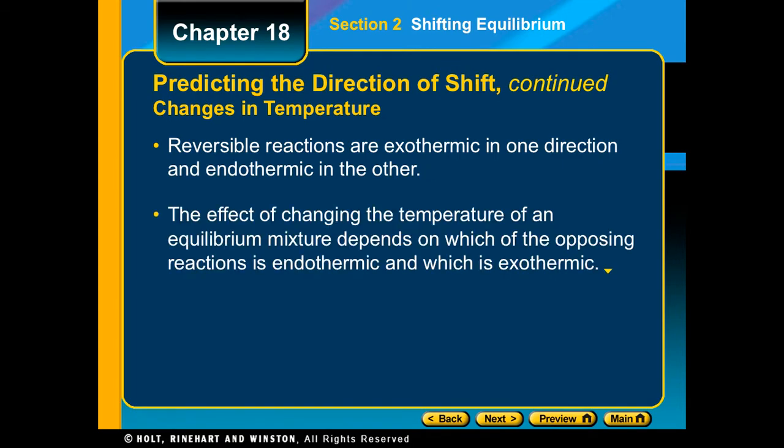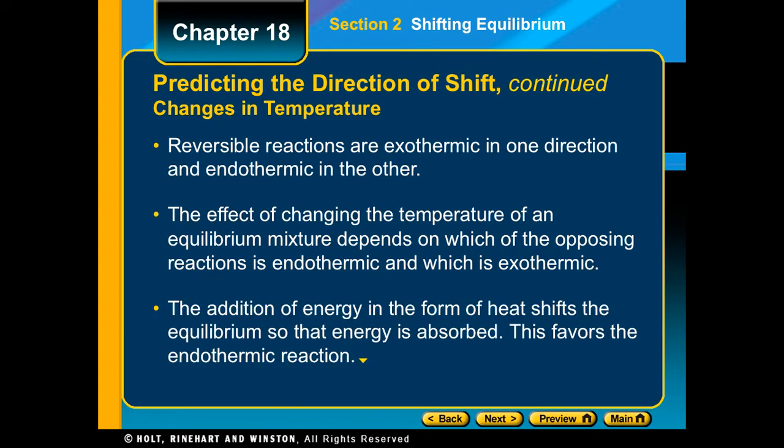The effect of changing the temperature of an equilibrium mixture depends on which of the opposing reactions is endothermic and which is exothermic. The addition of energy in the form of heat shifts the equilibrium so that energy is absorbed. This favors the endothermic reaction. The removal of energy favors the exothermic reaction. Simply, just like the concentration, increasing the concentration of one of the components or decreasing the concentration of the other one of the components.